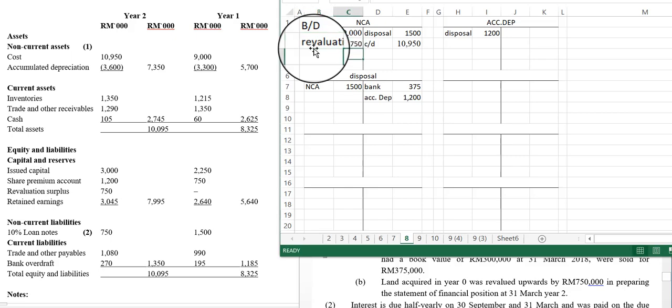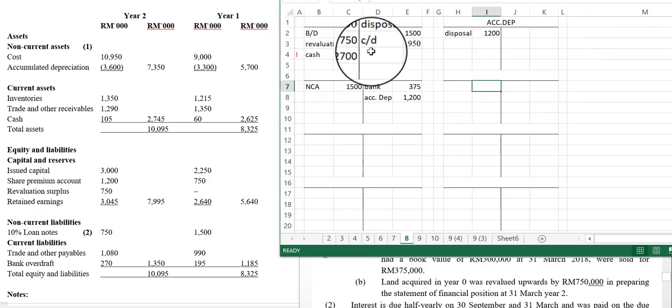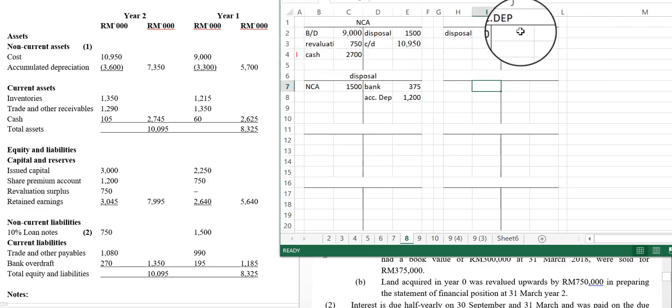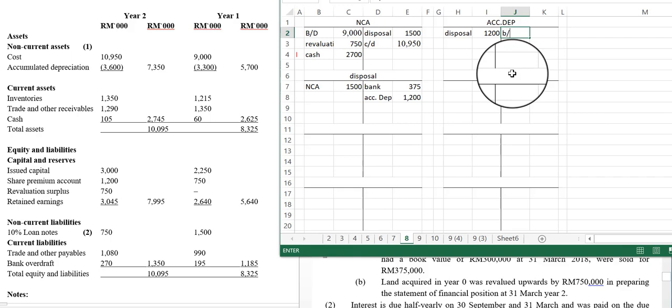So the balancing will be your purchase for the year. So during the year you have purchased this amount. Now purchasing is a cash outflow in your investing activities. Later on you have to minus it. So settle your NCA accounts, then we'll go on to accumulated depreciations. BD, according to the questions, in year 1 is 3,300. In year 2 is 3,600. So here you have your carry down.